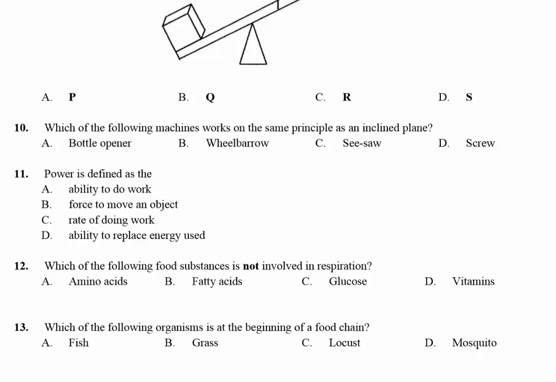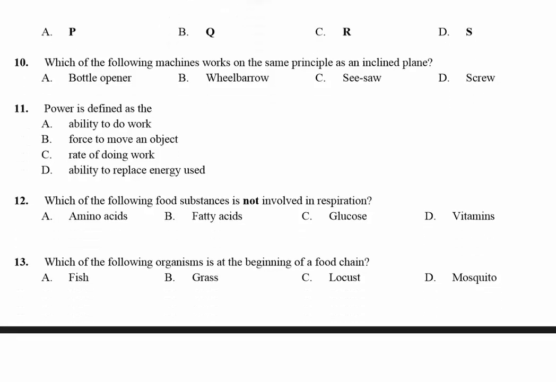Question 12. Which of the following food substances is not involved in respiration? And the answer is D, vitamins. Question 13. Which of the following organisms is at the beginning of a food chain? Remember, a food chain must always begin with a producer, which is a green plant. Therefore, our answer is B, grass.